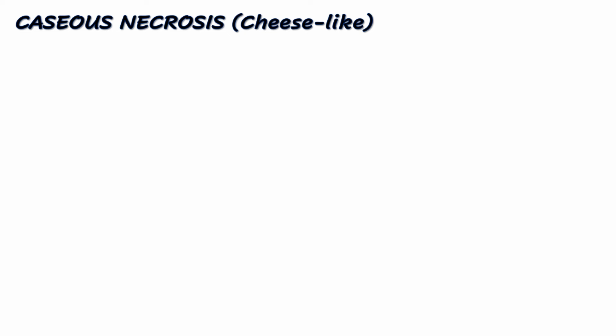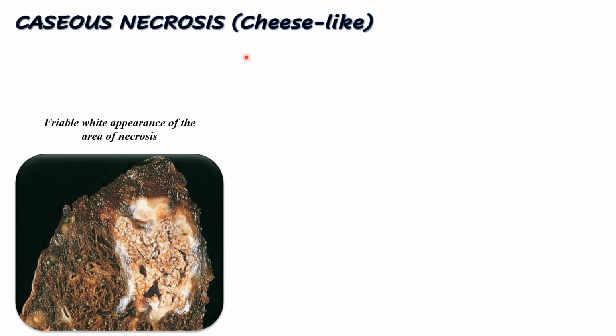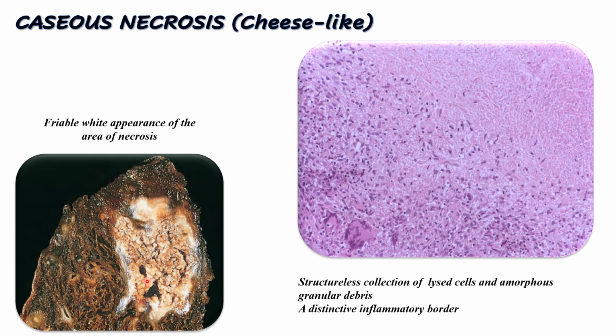The third one is caseous necrosis. Caseous means cheese-like. Cheese is whitish in color, correct? So here you can see friable white appearance of the necrotic area, and microscopically you can see there is no structure to the lysed cells. There is amorphous granular debris and it is surrounded by a rim of inflammatory cells.